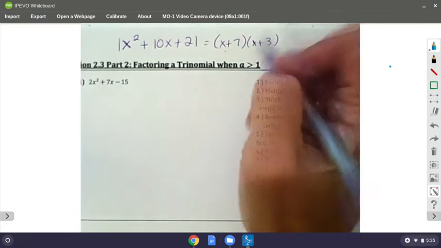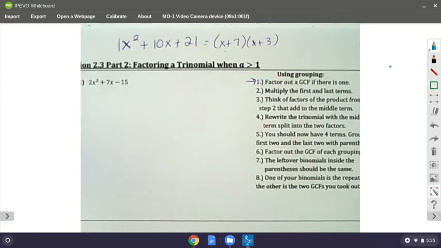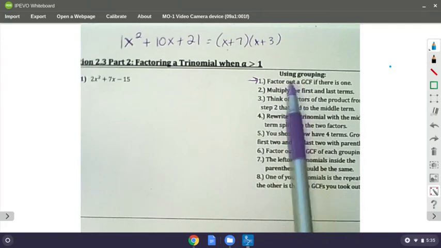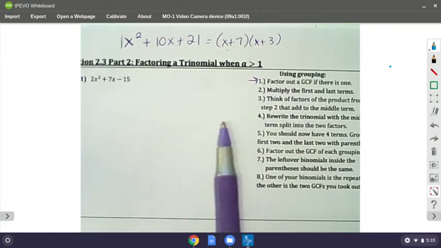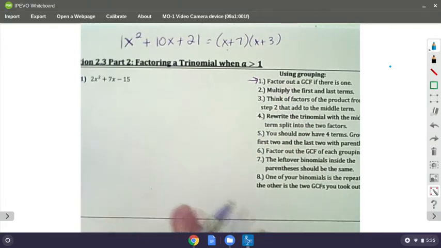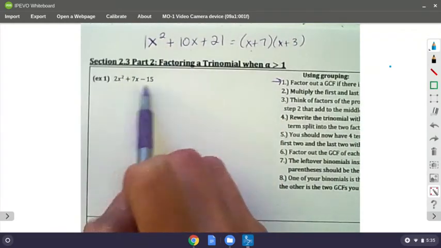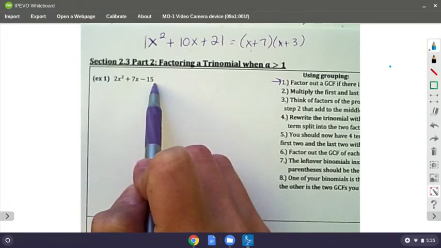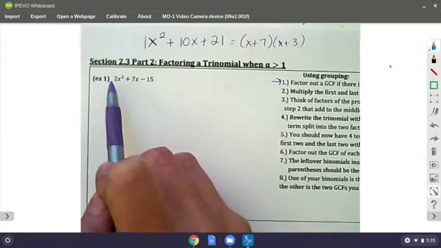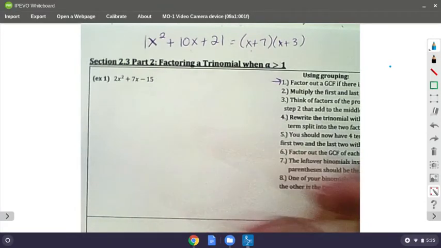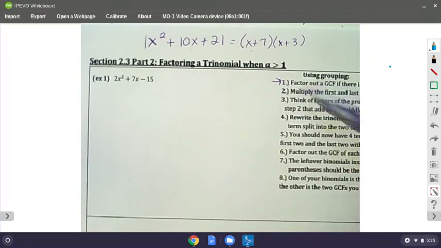Anyway, the number one thing you always want to do first, especially if your leading coefficient, your A, is bigger than 1, is first look for a GCF. See if there's a GCF, because if there's a GCF, then sometimes that takes care of the fact that A is bigger than 1, and then you can go back and do this. So if you take a look here, these three terms, they don't have a GCF other than 1. 2 doesn't go into 7 or 15, so there's nothing that you can take out. So once you realize that there's no GCF, then you follow these steps.